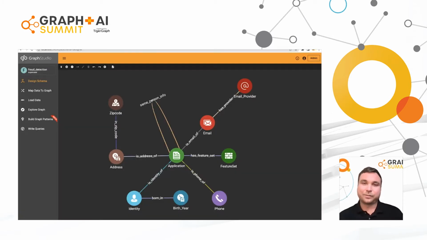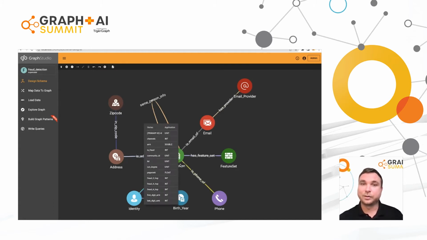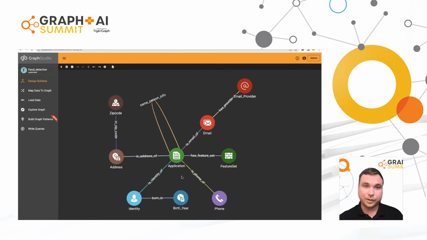So that's enough talking. What I'm going to demonstrate is an application that was built using TigerGraph to detect application loan fraud. And this is actually TigerGraph itself. What we can see here is that there's a loan application that's linked to an address. That address is found in a particular zip code.